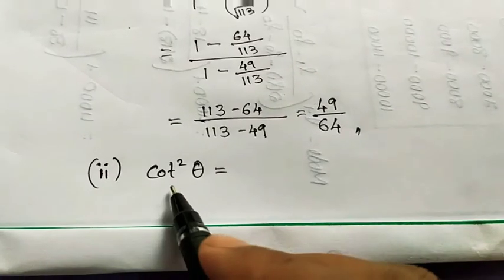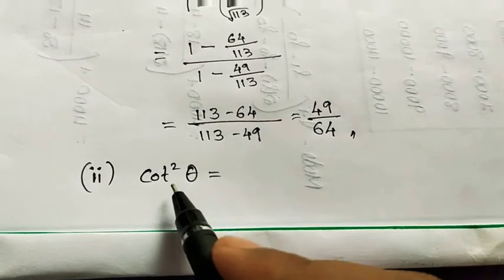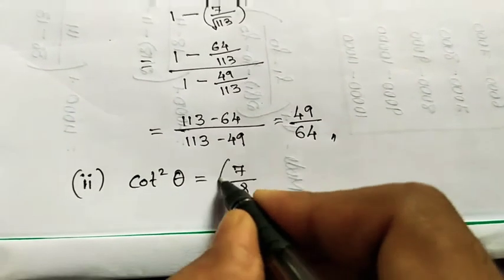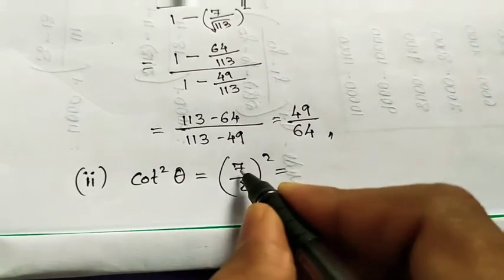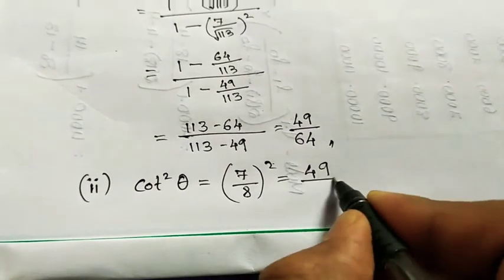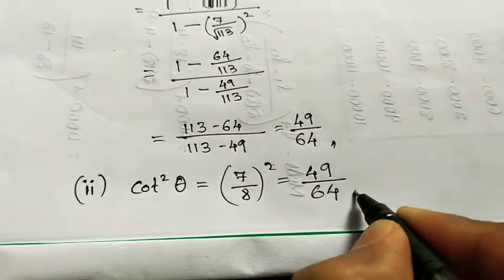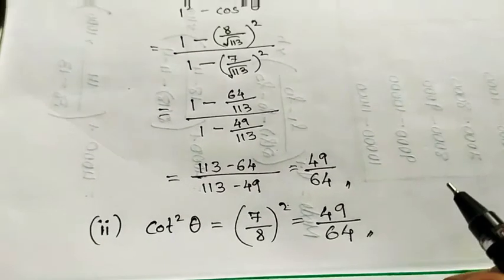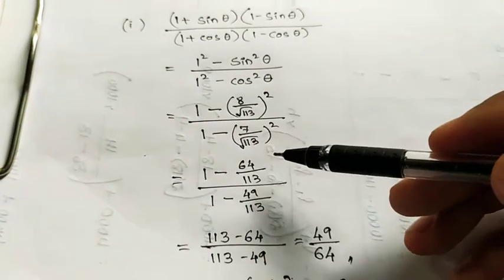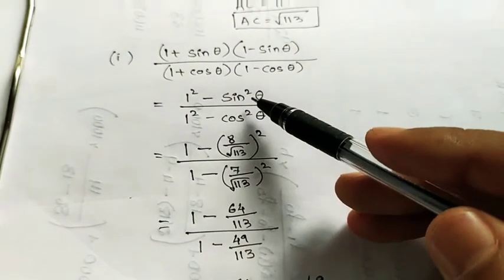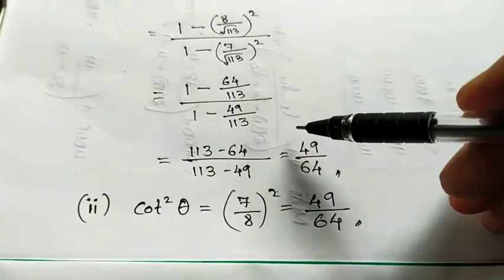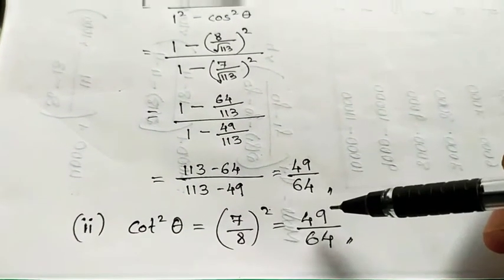And next, the second one is cot square theta. They have given cot theta as 7 by 8. So make it square. 7 square will be 49 and 8 square will be 64. So this answer is also the same, that is 49 by 64. Once you go through it properly, before solving this, first you have to write the sin theta and cos theta values separately. Here I took it directly. So like this you have to solve.